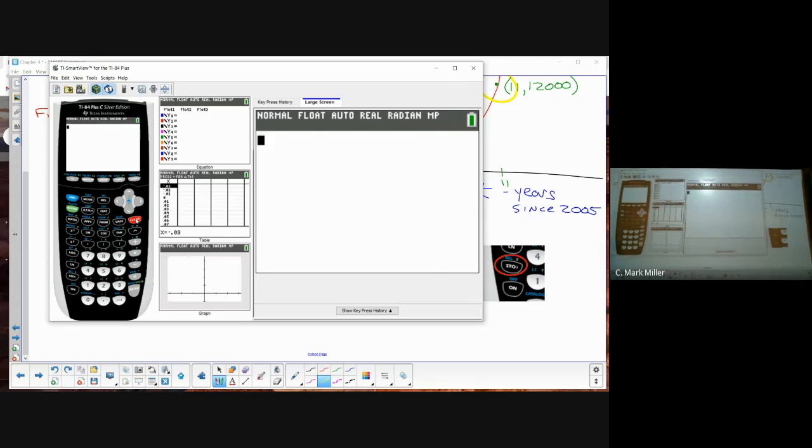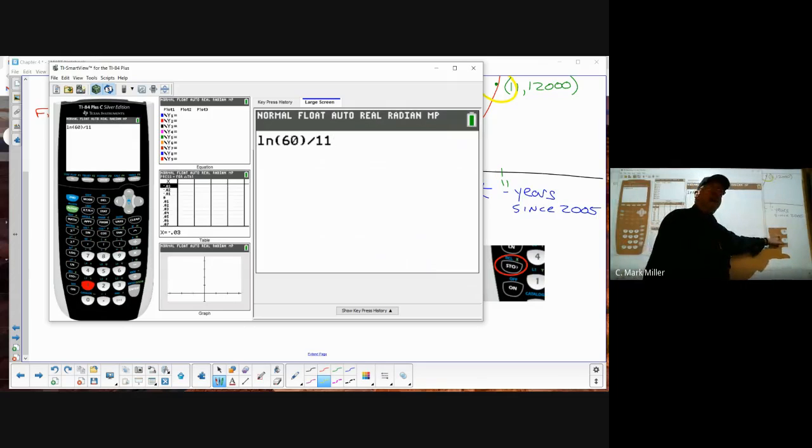So our K was what? Natural log 60 divided by 11. Now, I want to store that in memory. Your calculator has a lot of different memories on it. We're going to use, and it's over here on the right, STO. Okay?